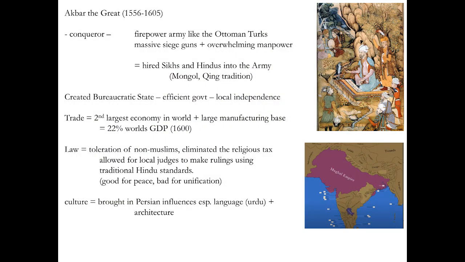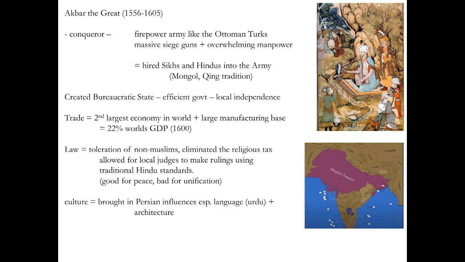Babur will be a great conqueror, but the real great is Akbar. Akbar the Great, 1556 to 1605. While Babur has guns, Akbar makes his army a firepower army. It looks kind of like the Turkish army. And the Turkish army, by this point, is beginning to be overshadowed by Europeans, but it's still one of the great armies in the world. The Turkish army of 1500 is an army capable of conquering Europe. Massive siege guns, overwhelming manpower.